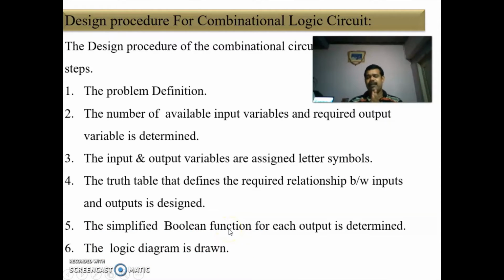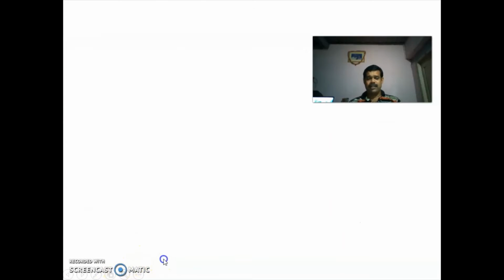So once again, I will repeat. First, we have to define the problem. Second, you have to find out how many input variables and how many output variables are required to do that problem. Then we are assigning the letter symbols, that is A, B, C, D, naming the input and output variables. Then we are designing the truth table, which will tell the relationship between the inputs and outputs. Then we are finding the simplified Boolean function from the truth table. Then finally, after getting the Boolean function, we are drawing the logic diagram.